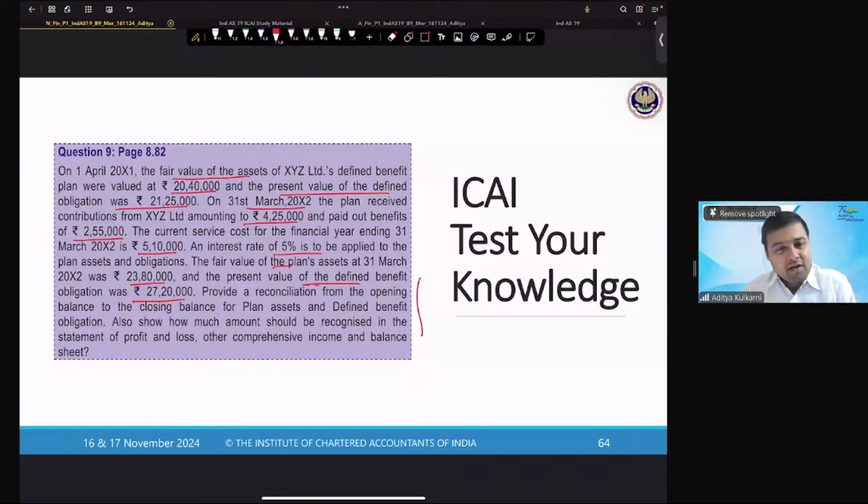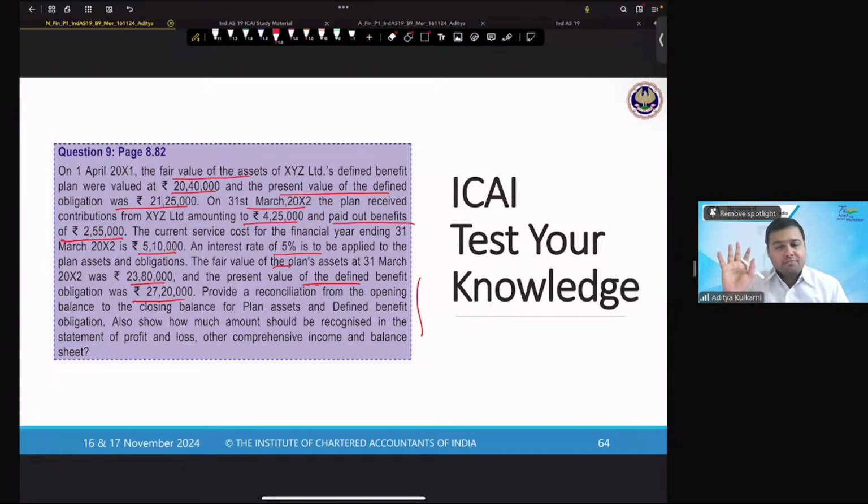Is this something different from what we have done just now? We just did a question. Is it something different? Only one thing is different, which is payout. They have given some payout, right? Paid out benefits of 2,55,000. Only this is the difference. Now you tell me, benefits paid out, where is it going to appear? So plan asset.